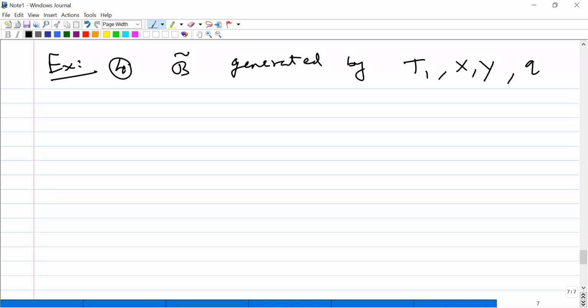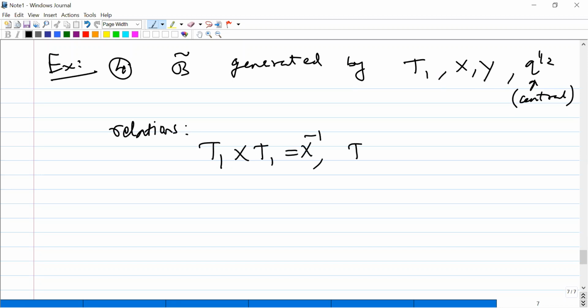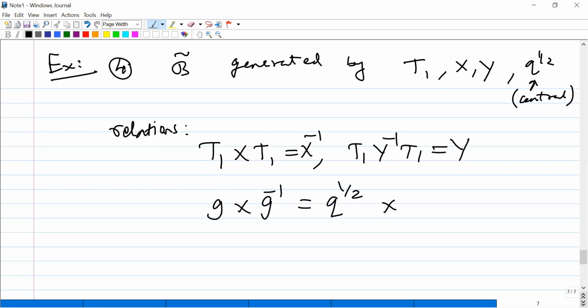And this Q power of will be the central element. So with the relations, T1 X T1 will be X inverse, T1 Y inverse T1 will be Y, and this G X G inverse will be Q power of X inverse. But I need to tell you what is G, because there is no G in the generators.